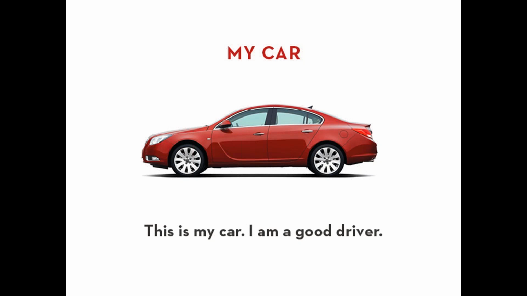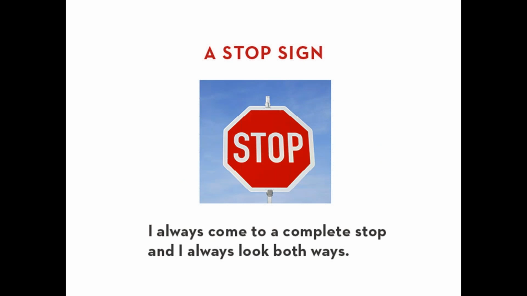My car. This is my car. I am a good driver. A stop sign. I always come to a complete stop, and I always look both ways. And meanwhile, as you're reading this aloud, you're demonstrating. You're making the physical movements. So you show how you look to the left and you look to the right. You look both ways.